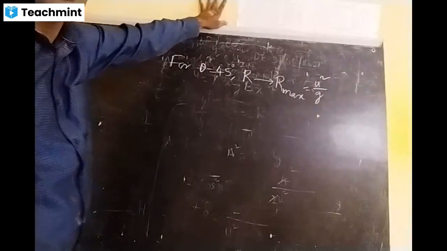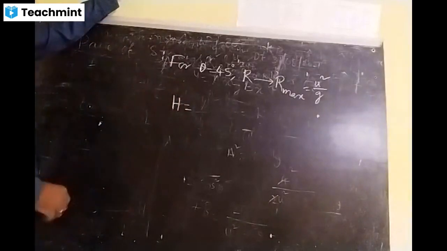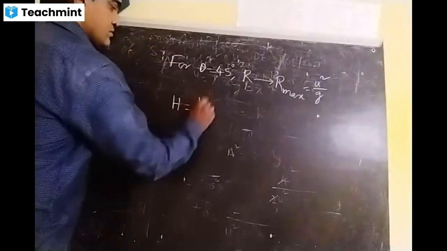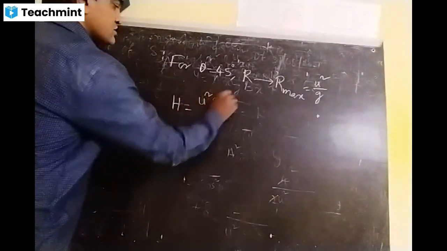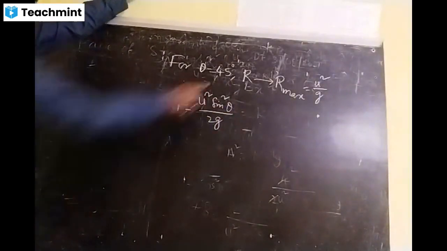Maximum height at 90 degrees, got it? What is the formula for maximum height? U square sin square theta by 2g. Now, what is the value of theta?